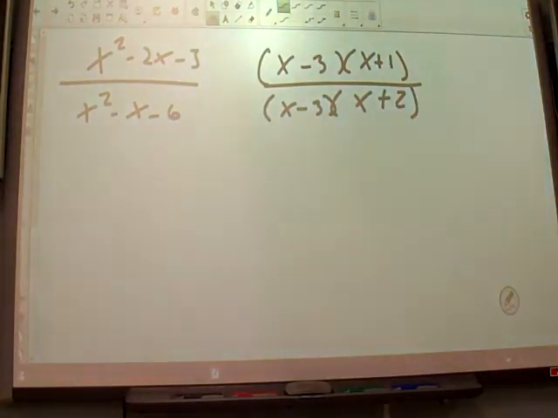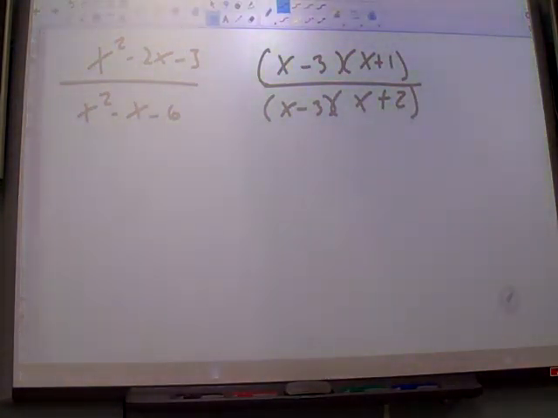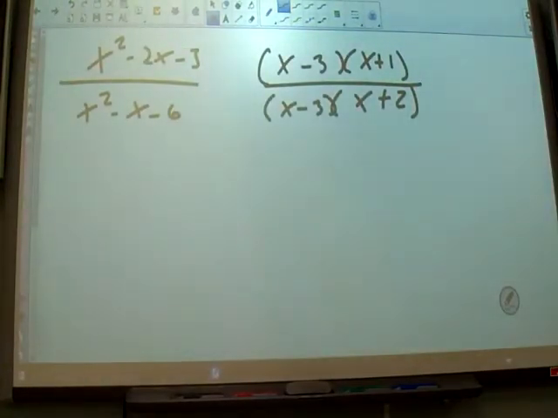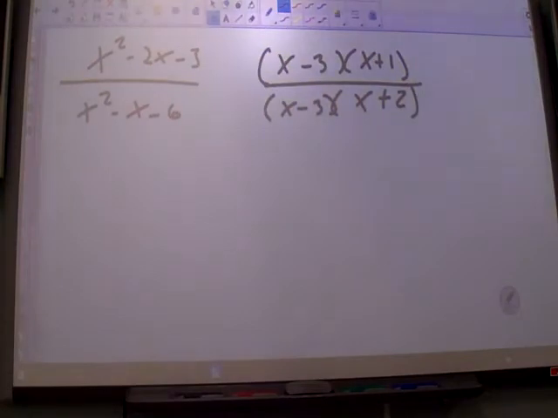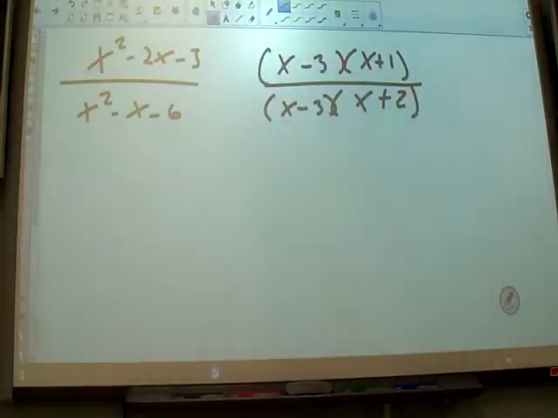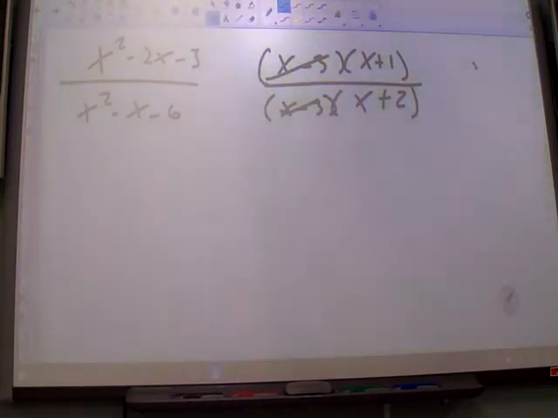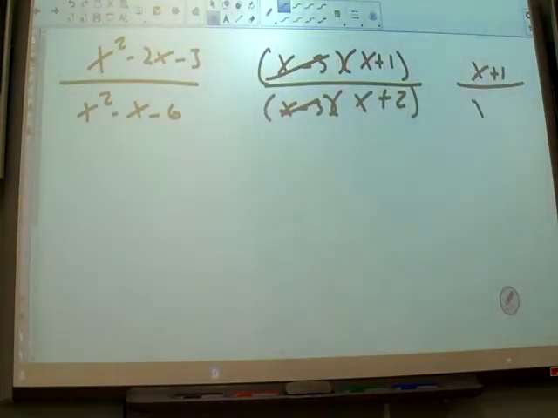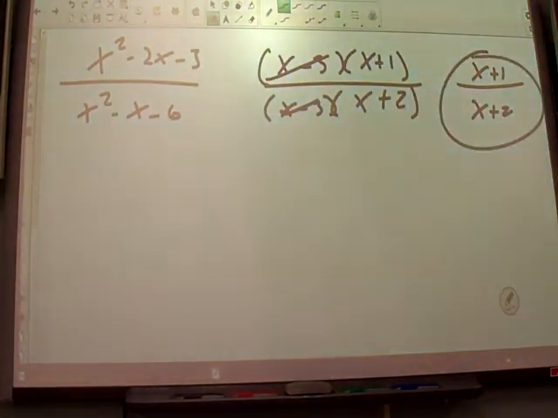Okay, once we get it factored, then you start looking to see if you can use your ninja sword, and you can. You got an x minus 3 both on top and bottom, so get your ninja sword out. What time is it? Ninja time. All you got left on the top is an x plus 1, and all you got left on the bottom is an x plus 2.